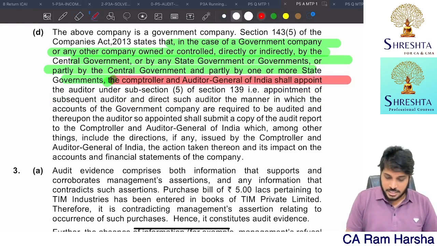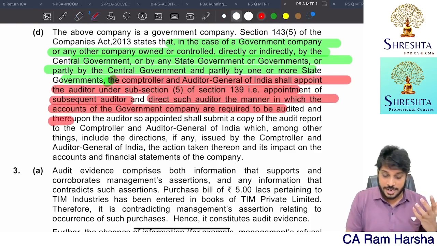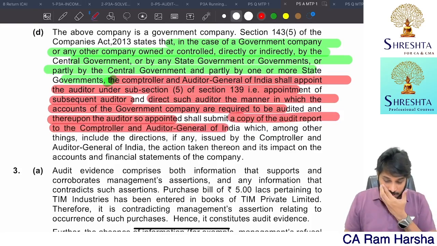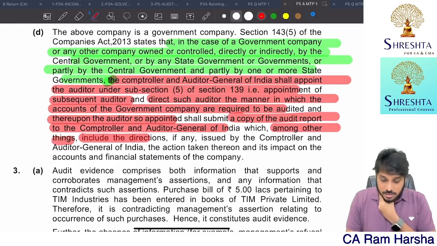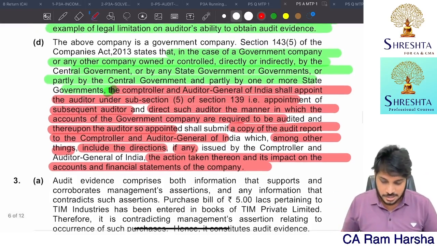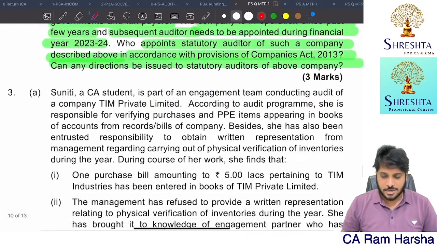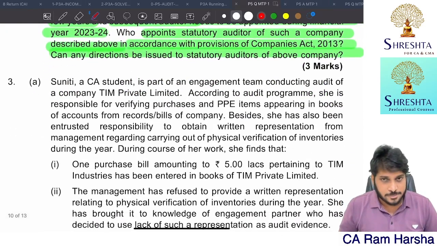The C&AG shall appoint the subsequent auditor and direct the auditor on the manner in which accounts are required to be audited, and the audit report has to be given to C&AG. Among other things, C&AG can also give some directions, and the auditor has to give a report on the action taken thereon. That's it. So it's a straightforward, simple question. It's there in the government audit chapter directly. Government audit is nothing but part of audit of different types of entities.